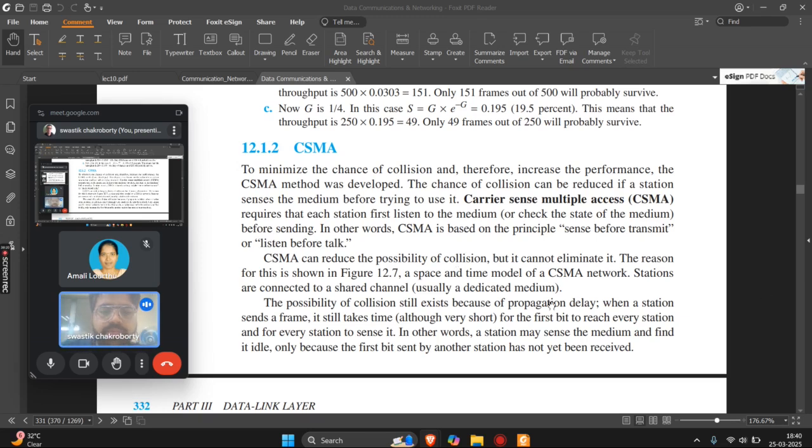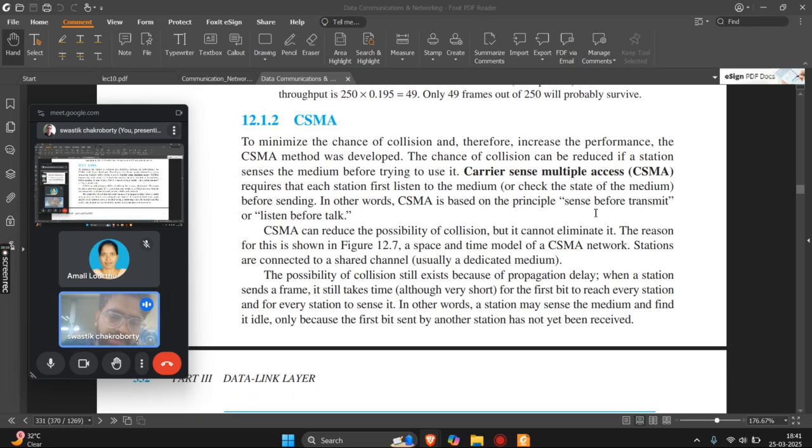CSMA is based on the principle of sense before transmit, or listen before talk. So the sender will listen to the medium to check whether someone is talking or not. If not, then only they will talk. The possibility of collision will still exist, because a system might think that no one is transmitting and start transmitting. But just then another system starts transmitting. Both of them have perceived that no one is transmitting, but because of delay, both are transmitting at the same time. So finally we end up with a collision. Even then we can have collision.